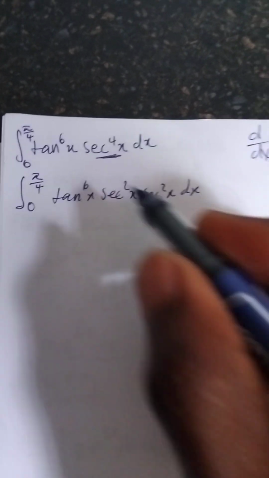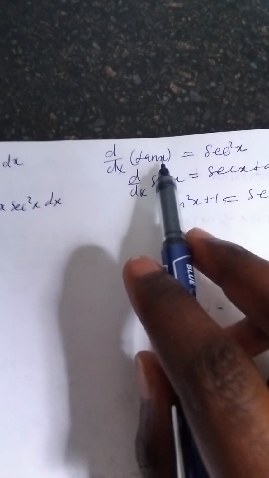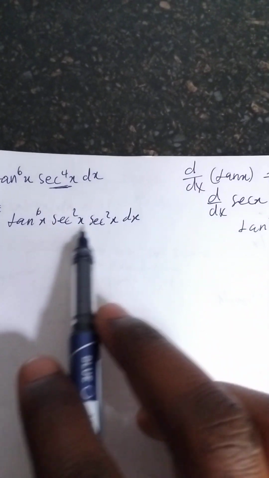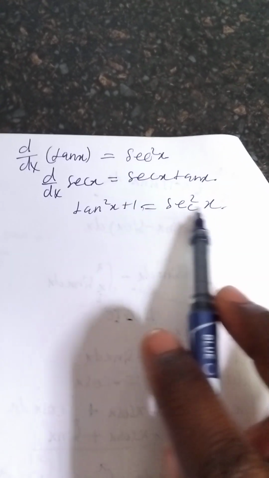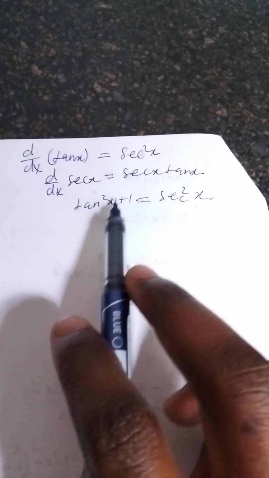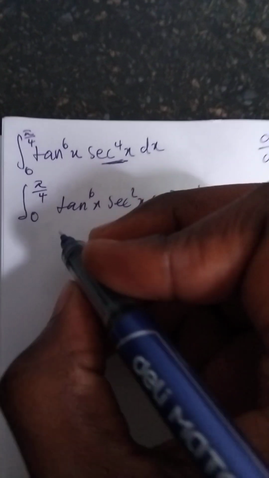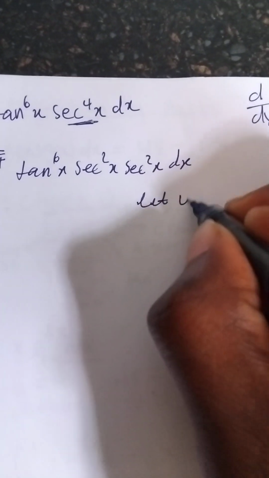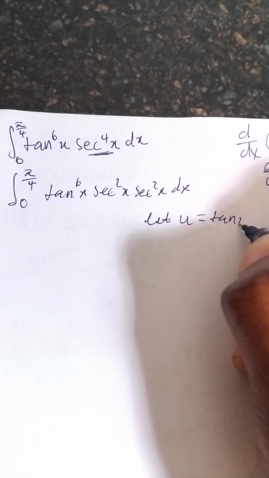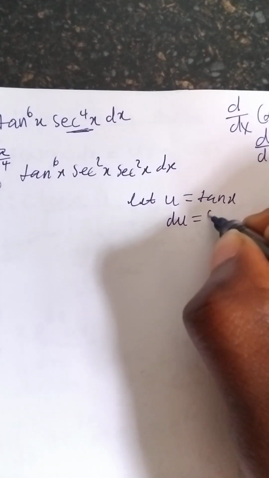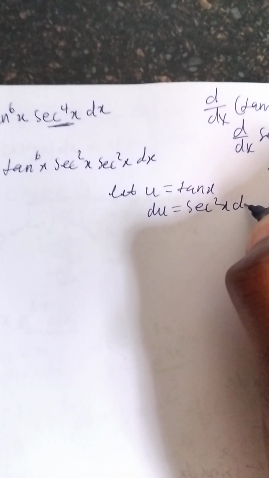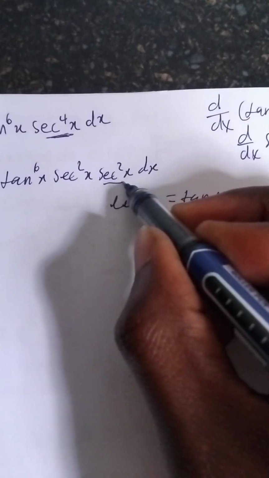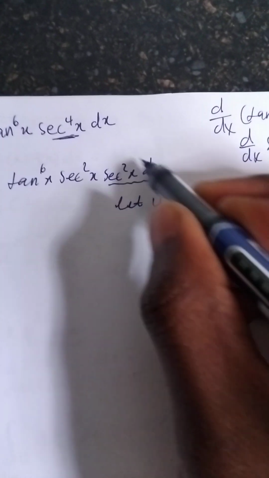From here we can use u substitution. We let u be tan x because we know that the derivative of tan x will give us secant square x, which will cancel one of these. The other one that remains, we are going to solve with this identity. Since we know sec square x is tan square x plus 1. So let u equal tan x, then the derivative of u is going to be secant square x dx, isn't it? Then we substitute du there.